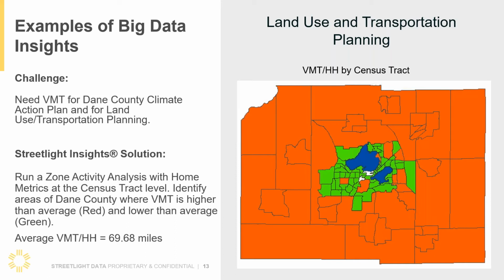So it does make a lot of sense that the areas that are more central would have the lower VMTs, and the areas in the outer area would have higher VMTs. There are a couple red tracts kind of within the green areas, but those just barely went over the 69.68 threshold. Next.